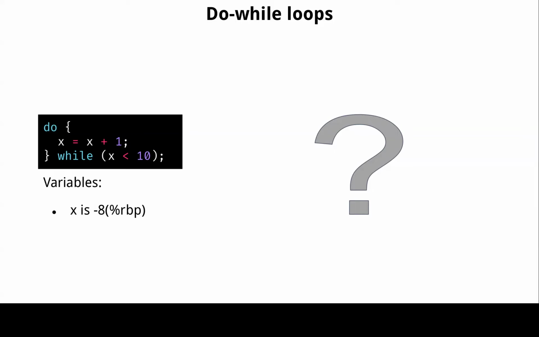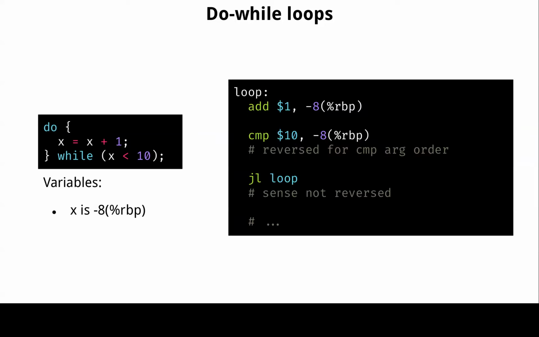So we're going to increment x first, then we're going to check if x is less than 10. If x is greater or equal to 10, then we're going to get out of this loop. But at least we're executing this statement once. So x is at a memory location, -8(%rbp). X is on the stack, a local variable.